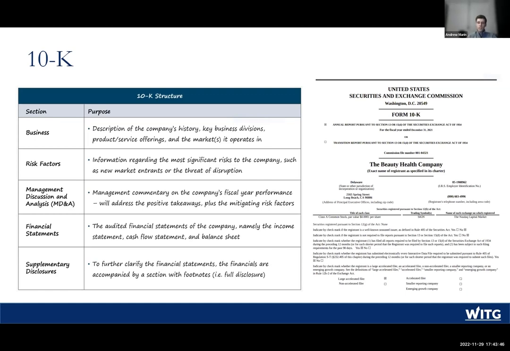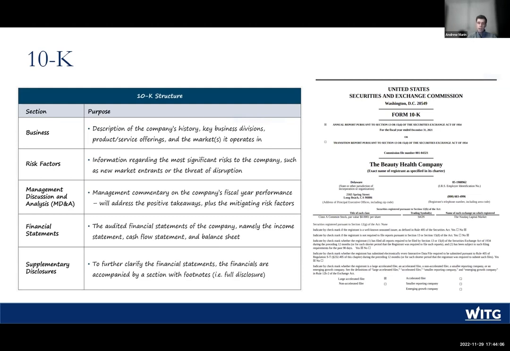Then it'll also go over some risk factors. They'll usually go through what they see as the most significant risks to the company. This can include things like new market entrants, the threat of disruption, among others. So as you're trying to analyze this business and whether it could be a good investment, this is a great place to look to understand what potential risks might be facing this business.